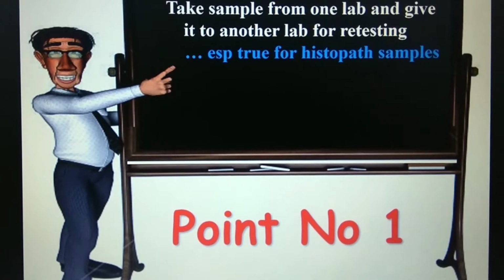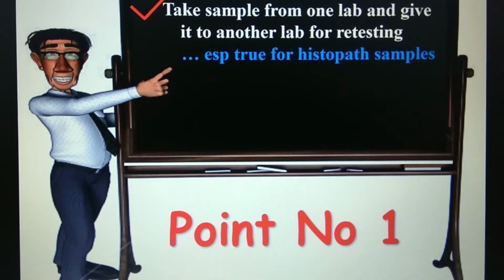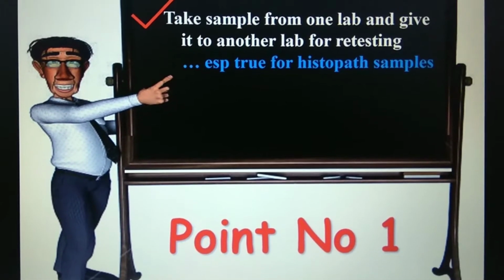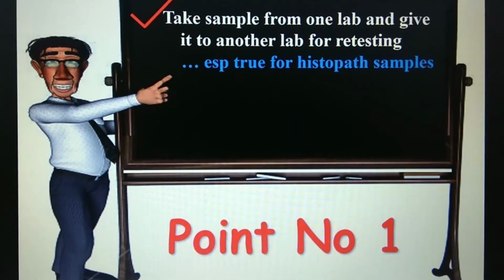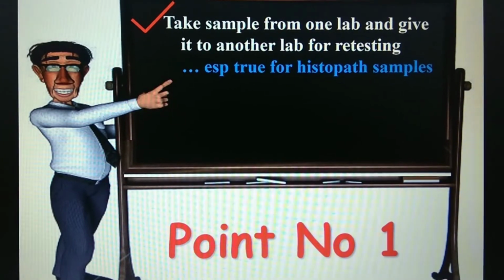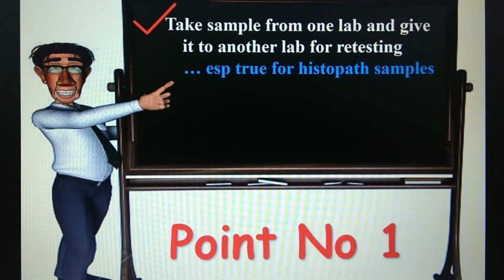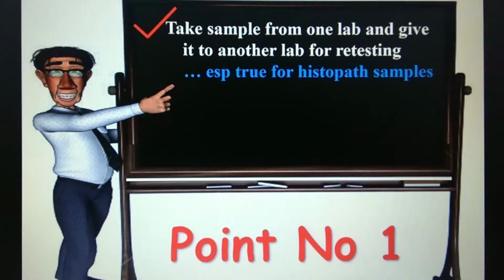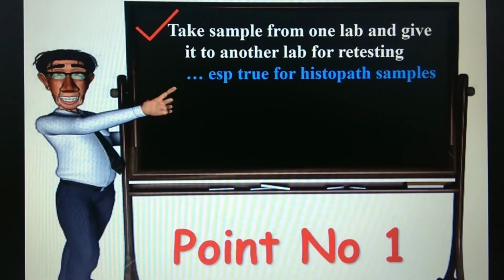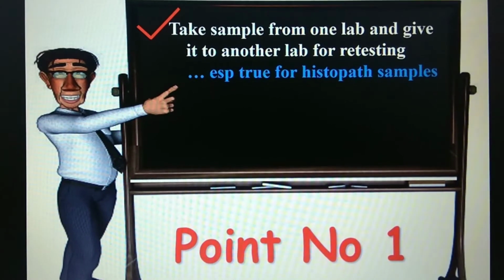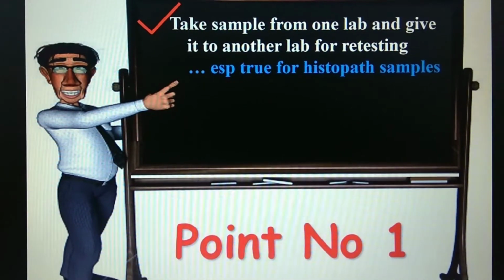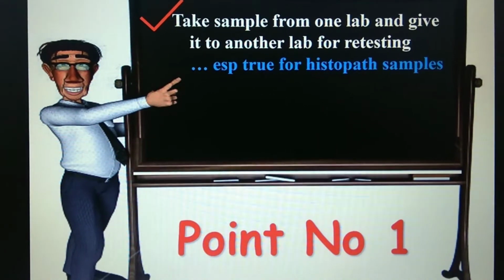If possible, take the sample from one lab and give it to another lab for retesting. See, here I am not suggesting that you should cross-verify your results every time between two labs, but in those rare instances where it may be a crucial test and it's mandatory for you to take a double opinion or second opinion from another lab, then what you do is get the sample run from one lab, take it back, and then give it to another lab for retesting. This is especially true for histopath samples, as will be clear in the next slide.